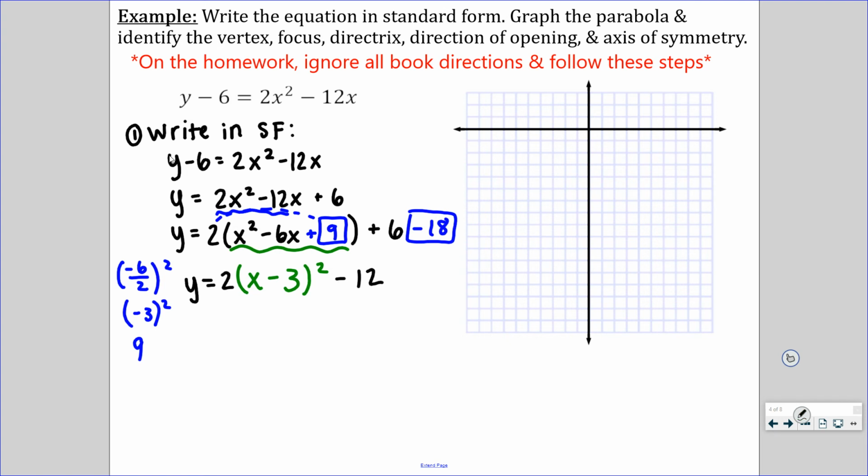Okay, remember that? No, but that's okay. Now we do. Okay, yes. Here is my equation in standard form. You don't have to, but I'm going to circle it. That's what you're going to do first. You're going to write the equation in standard form. Then you're going to graph the parabola.